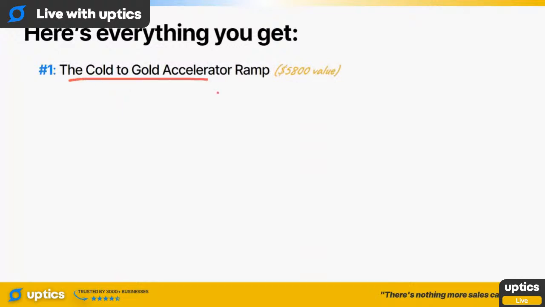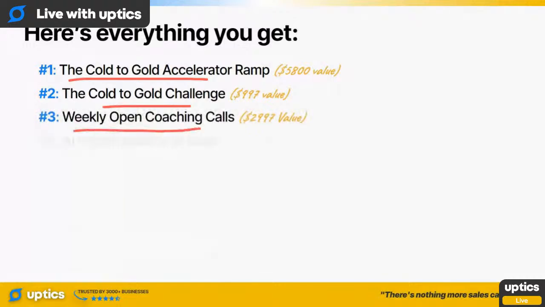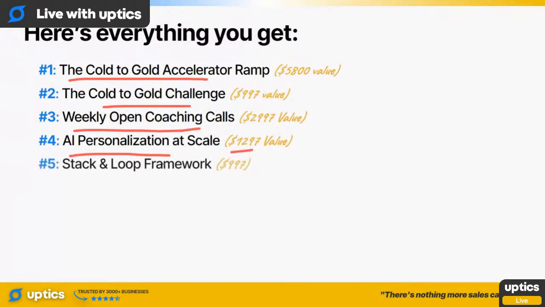All right. So here's everything you're going to get in the Cold to Gold Accelerator. You're going to get the Cold to Gold Accelerator ramp. You're going to get the Cold to Gold Challenge. You're going to get weekly open support calls. You're going to get the AI personalization at scale that we're going to help you implement on these live calls. You're going to get the stack and loop framework, all valued at $12,000.